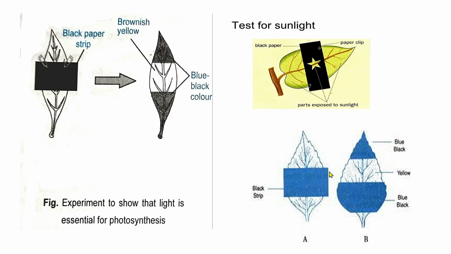While doing this experiment, what precaution should be taken? The clips should be kept properly and tightly, and we have to take care that wherever the part is covered with the black paper, sunlight should not enter through it. In such a way, we have to keep the clips very tightly. So these are the factors which are essential for photosynthesis.